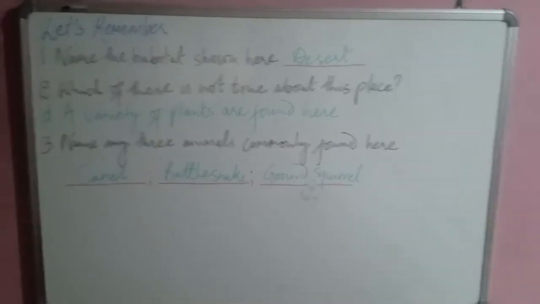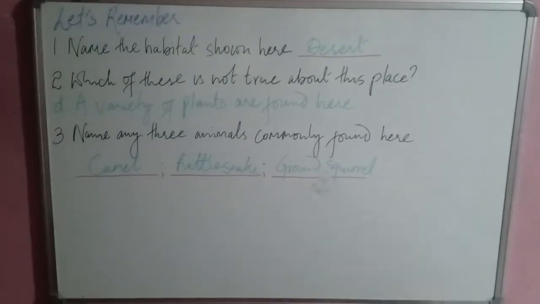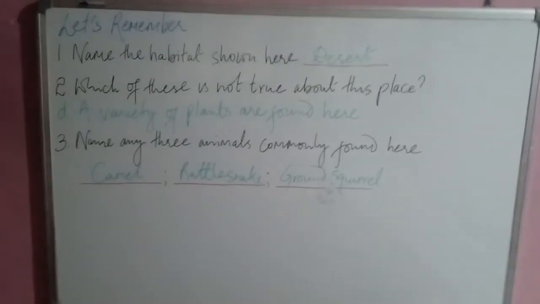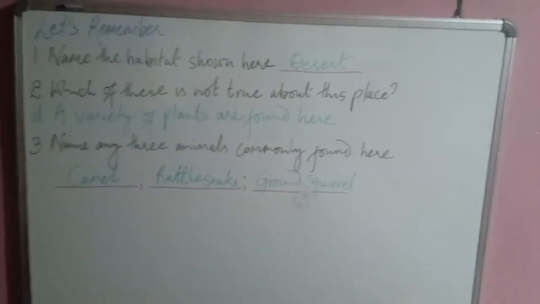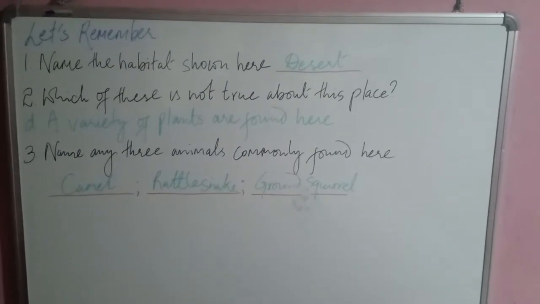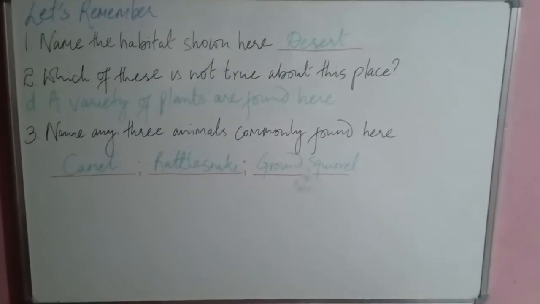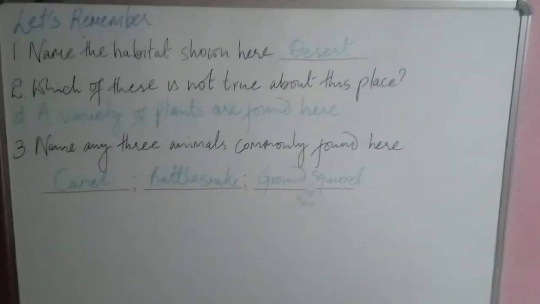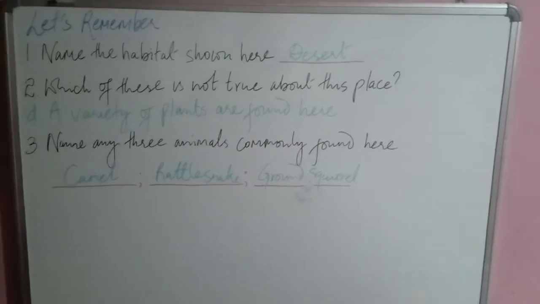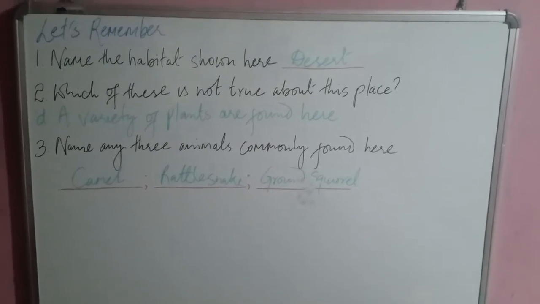Some of the plants which can be found in the desert are cactus and bushes. There are many more others, but not a variety of plants can be found there, so it's not true. And question number 3, name 3 animals commonly found here. So I have written here camel, rattlesnake, ground squirrel, and there are others also. They can be scorpions, crabs and many more. Okay, so moving on with the next topic.